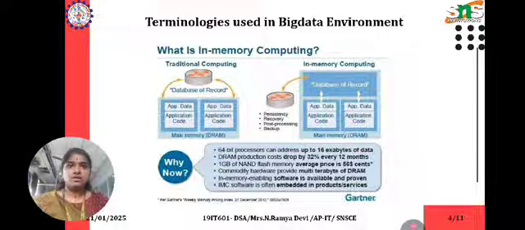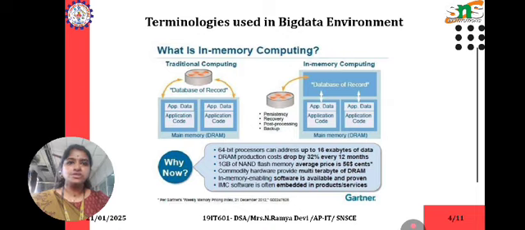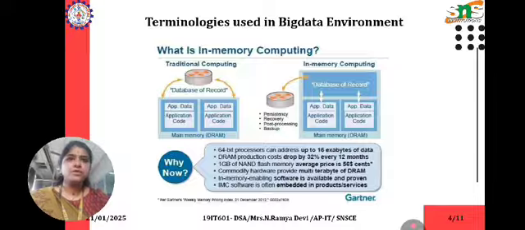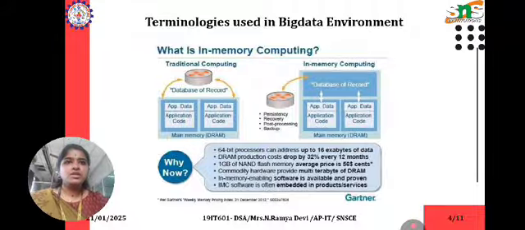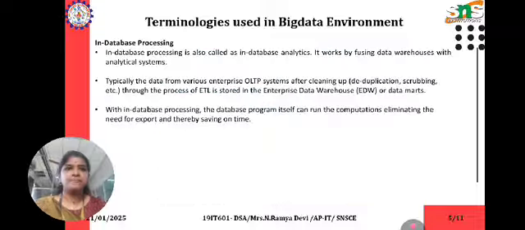So this is a diagram behind in-memory computing. Here there is traditional computing and in-memory computing. In traditional computing we have application data and application code, and a database of record. But in in-memory computing we have the application data and application code, and separately it is accessing the database of record. So the database consists of persistency, recovery, post-processing, pre-processing and backup.